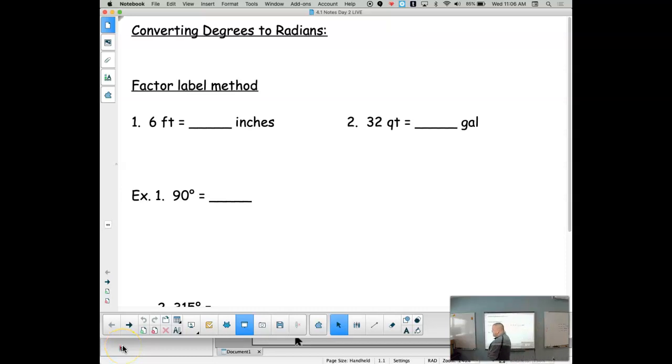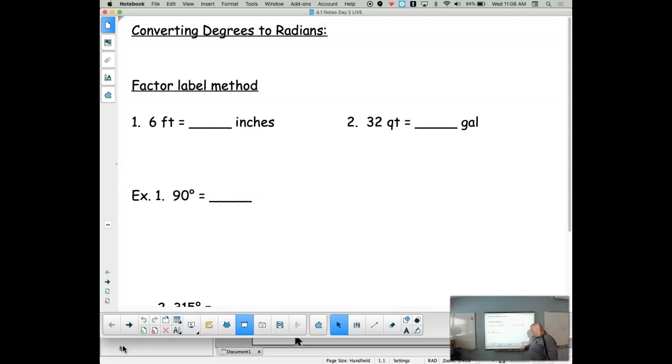All right, so let's get in. We're going to talk about a couple of different topics today. The first topic is converting some angle measures to the other unit, so from degrees to radians and radians to degrees. We're going to talk about degrees, minutes, and seconds, and then we're going to talk about arc length and the formula that we started yesterday. Okay? So those are our topics today.